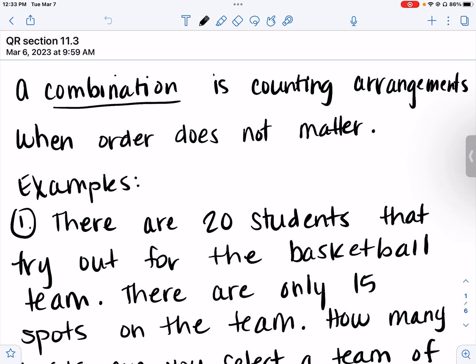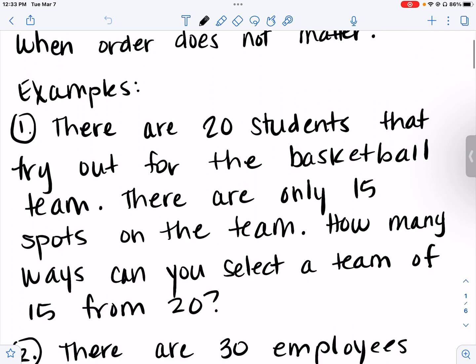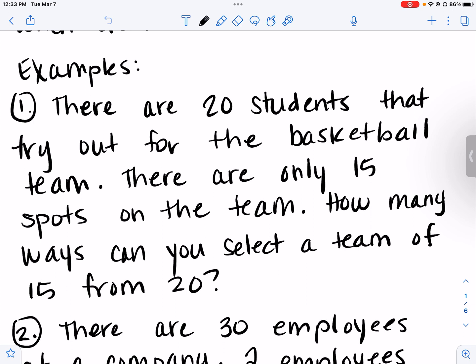Section 11.3, a combination is a counting arrangement when order does not matter. Example, there are 20 students that try out for the basketball team. There are only 15 spots on the team. How many ways can you select a team of 15 from 20? Okay, order wouldn't matter because they're on the team. It doesn't matter who was the first pick, the last pick.